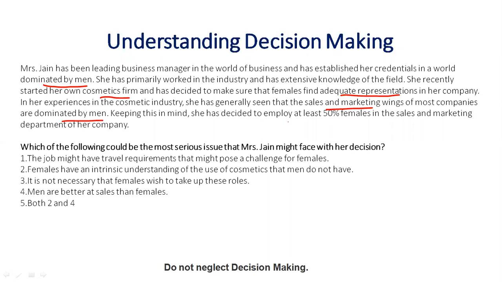Keeping this in mind, she has decided to employ at least 50% females in the sales and marketing department of the company. Now let's read the question. Which of the following could be the most serious issue that Mrs. Jain might face with the decision? Okay. So her decision is that in my company, more than 50% of sales and marketing will be females. This is her decision. We have to find that option which is posing a threat to this decision, which is against this, right? So let's have a look once.